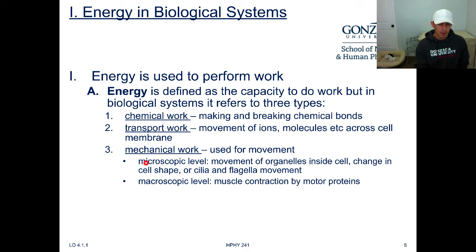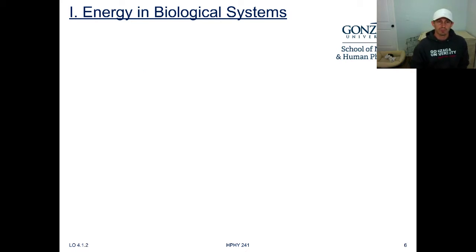And then later on in the semester, we'll talk a lot about mechanical work. This is work that's used for movement, and this can be on the microscopic or macroscopic level. So sometimes we need to move some organelles or vesicles within a cell. We need to transport them around. That's mechanical work. However, you're probably thinking mechanical work and muscle contraction. That's a macroscopic level, how we actually contract our muscles through the use of motor proteins. Okay, so right now, let's just talk a little bit more about this first type of work, chemical work.